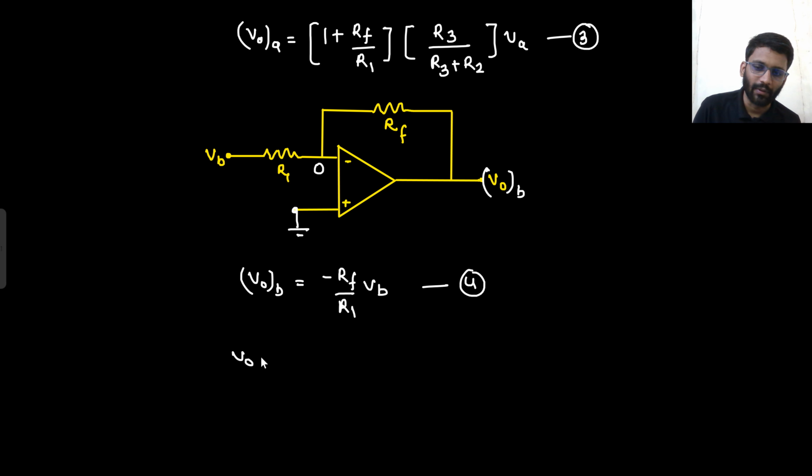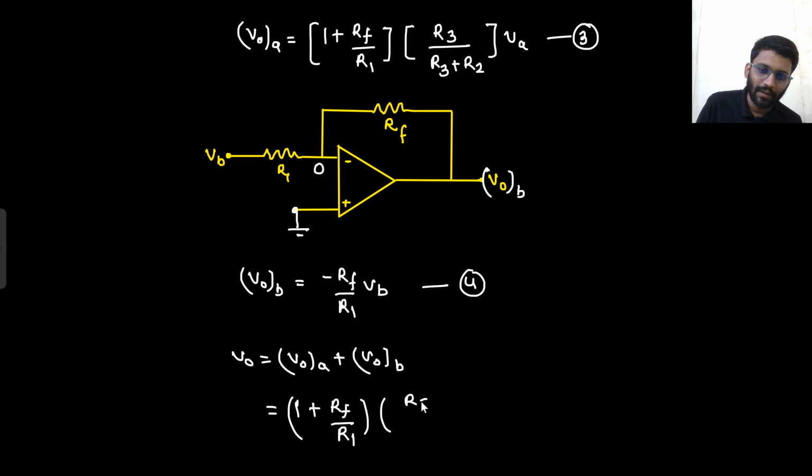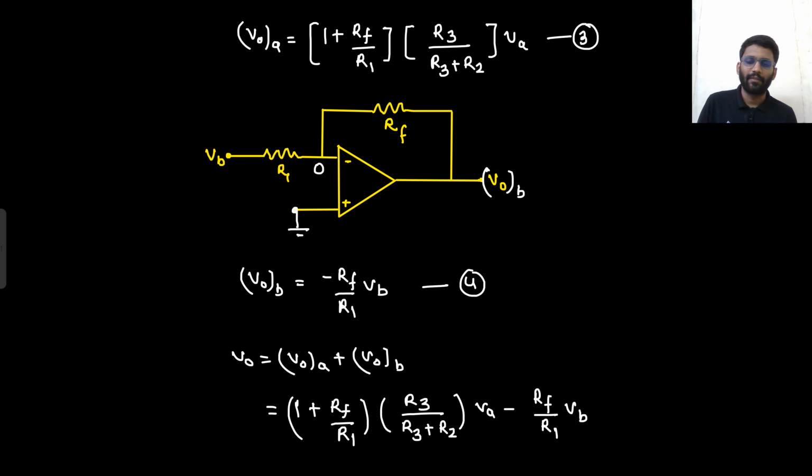So what will be your final V node? Final V node will be V node A plus V node B, and that would be 1 plus RF by R1 into R3 upon R3 plus R2 into VA minus RF by R1. Simply I am adding it, minus RF by R1 into VB, right? So this is the V naught expression I am writing.